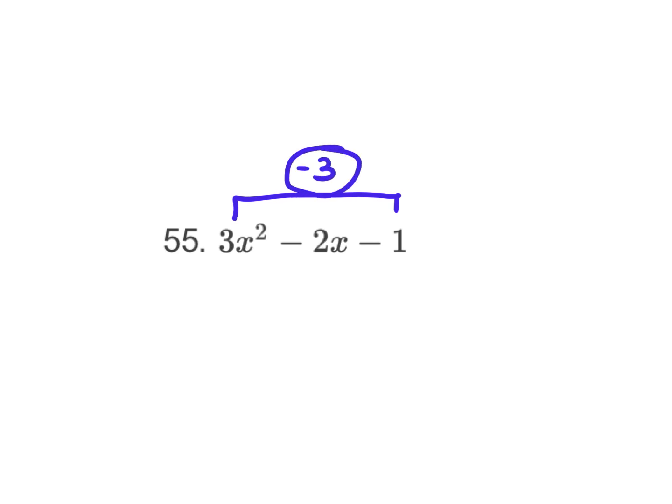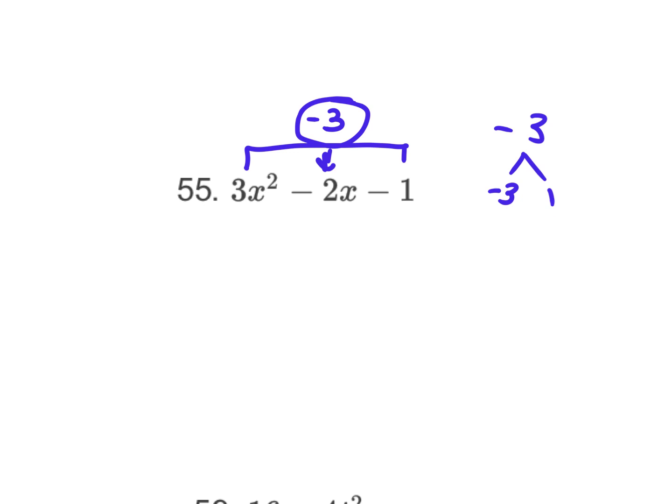What are the factors of -3? They're going to multiply to give me -3 and add to give me -2. Well, that's going to be -3 and a +1. Now, again, there's two ways to do this. Let's do it with the grouping method first.